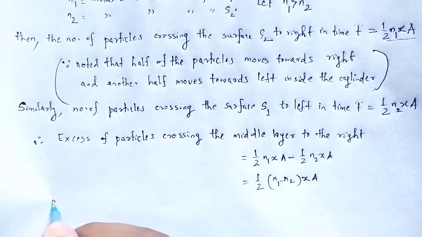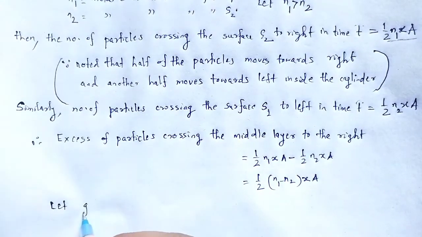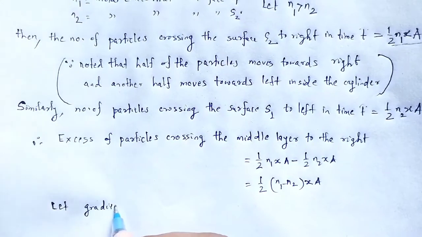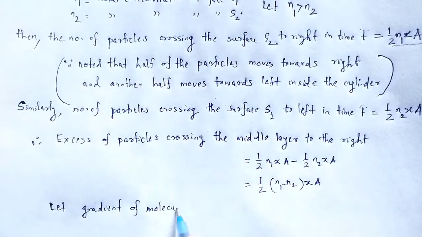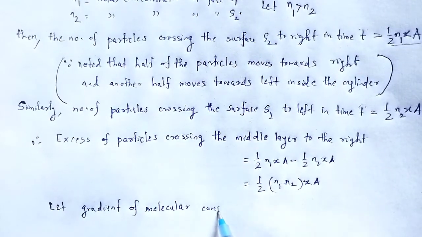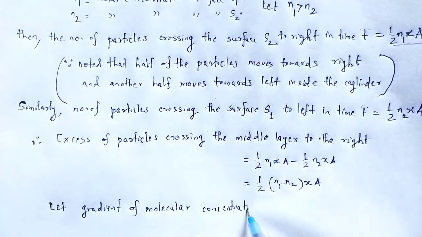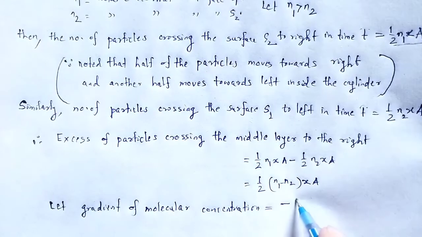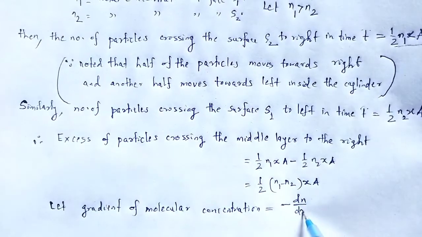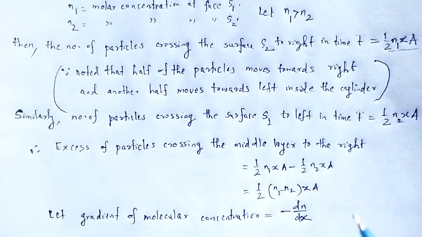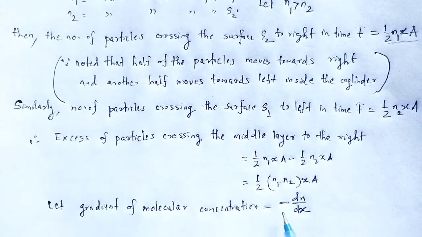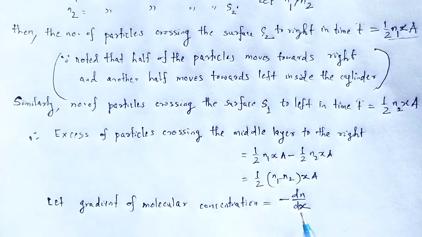Let us take the gradient of molecular concentration, which is equal to minus dN by dx. As it proceeds, the molecular concentration gradually decreases. That is why the gradient of molecular concentration is minus dN by dx.